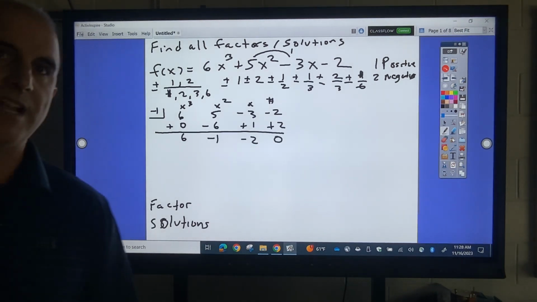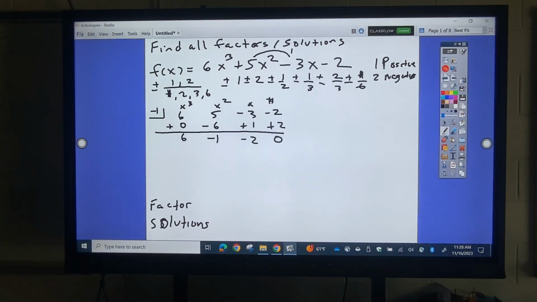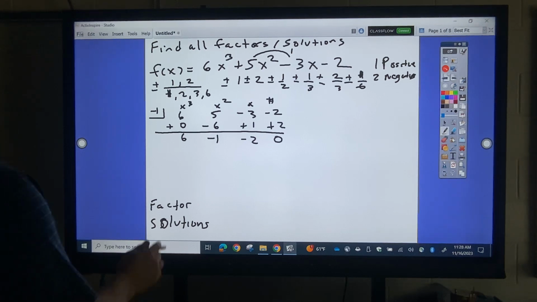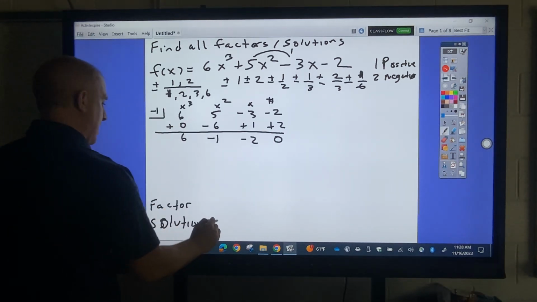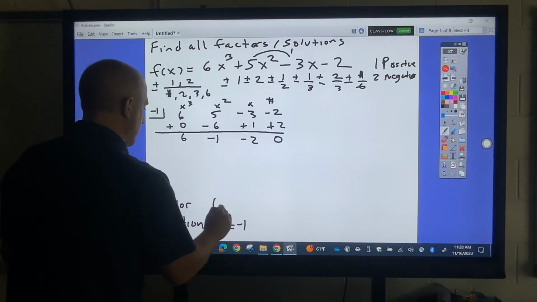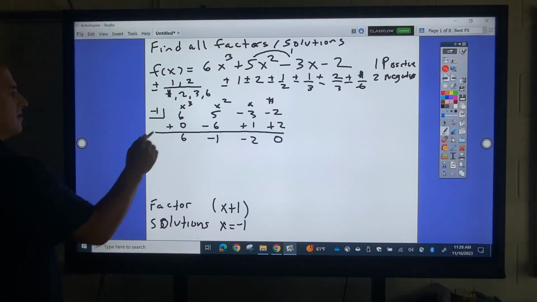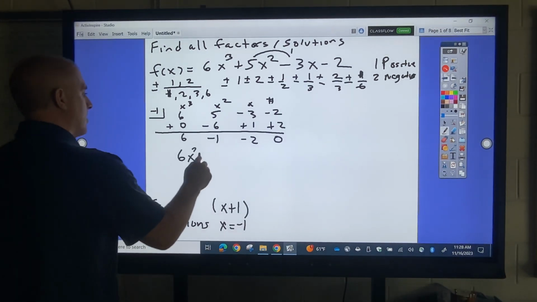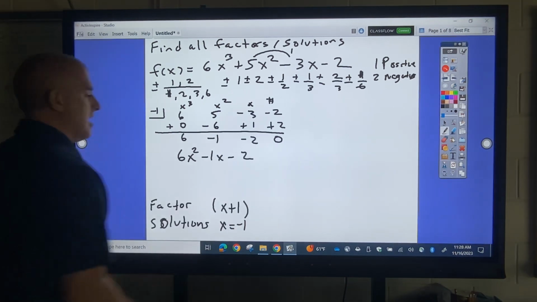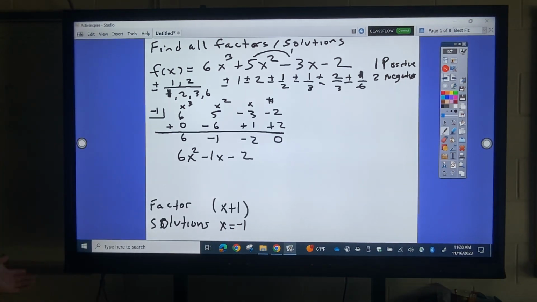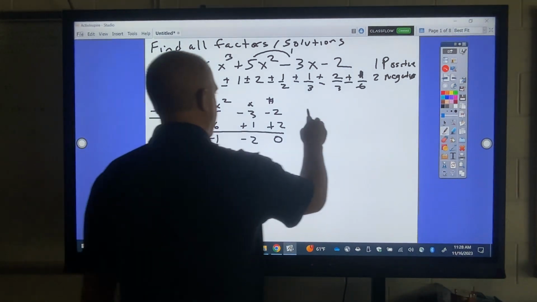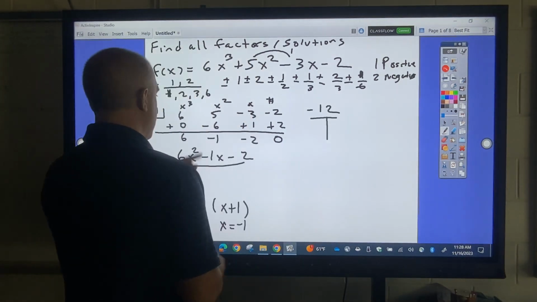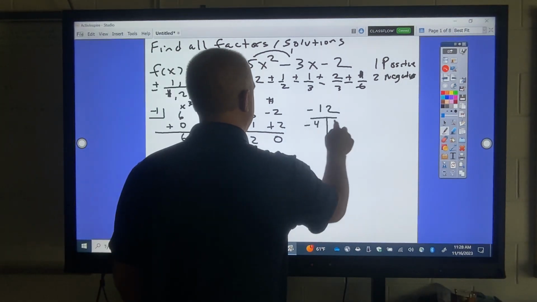So what I got there is 6x squared. That's a solution, so I got a solution and a factor. Then I got 6x squared minus 1x minus 2. And what I should try to do now is factor it. This times this is -12. Factors of -12 that would add up there would be -4 and 3.